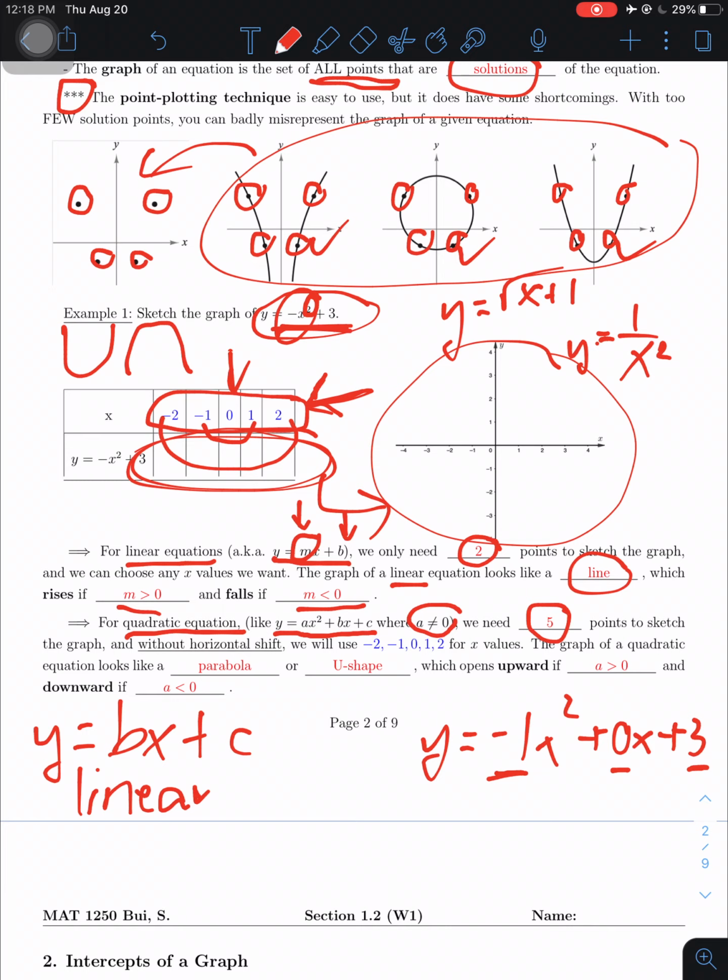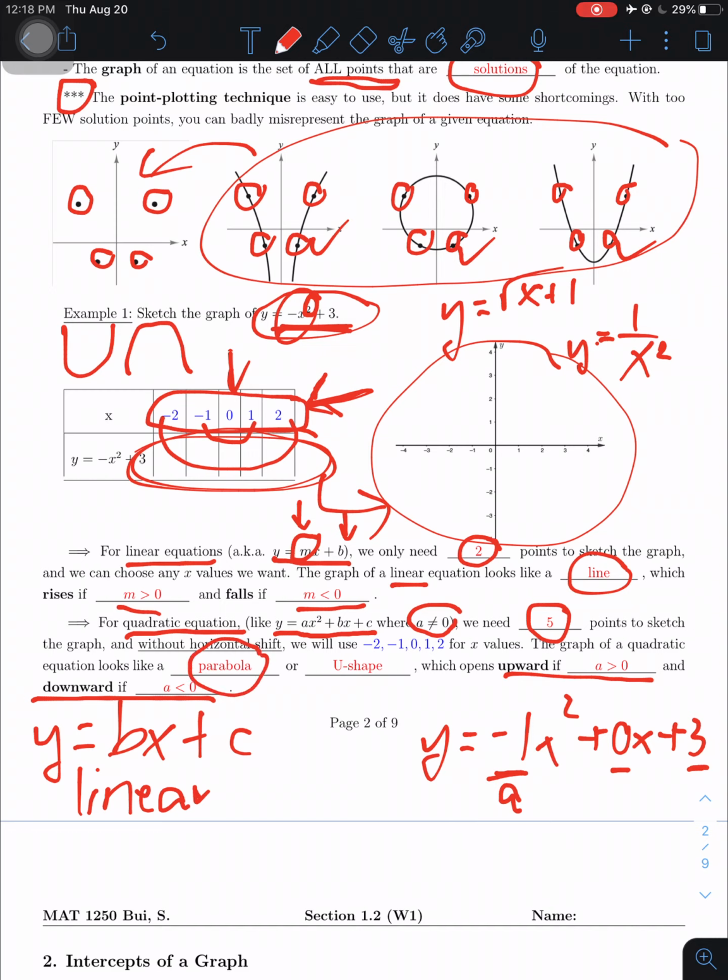After that, you're going to plot the points of x and y. After that, you try to connect all the points together in a U shape. It's going to be an upward U shape if a is greater than 0. Or if you do the right procedure in example 1, it will be a downward U shape, because in this example we have a equals -1, which is less than 0. Okay, and U shape is just English, but in mathematical terms we call it a parabola.